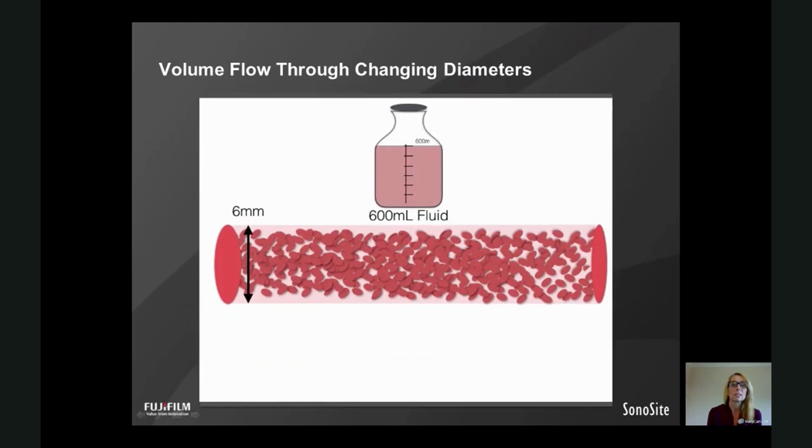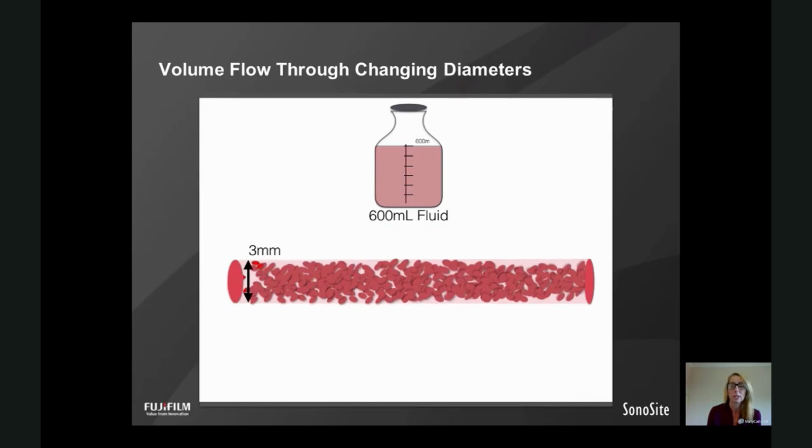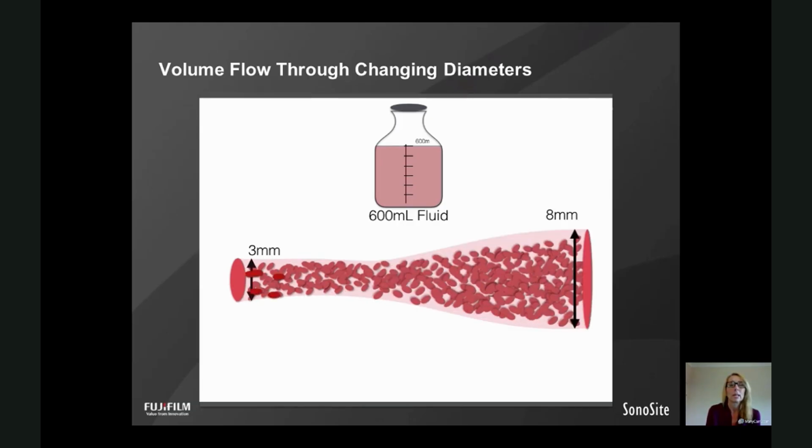So if we look at this 600 mils of fluid travelling through this fairly straight piece of vessel, we'll say this is the artery, and the artery stays at 6 mils, so the 600 mils of fluid will stay the same velocity because it doesn't need to speed up or slow down because it's the same diameter, so it can fit through just as easily. But the wider it goes, so if it went to 12 mil in diameter, the 600 mils a minute would have to travel a lot slower because you'll get a lot more blood through.